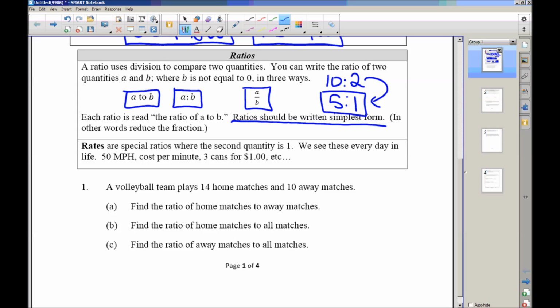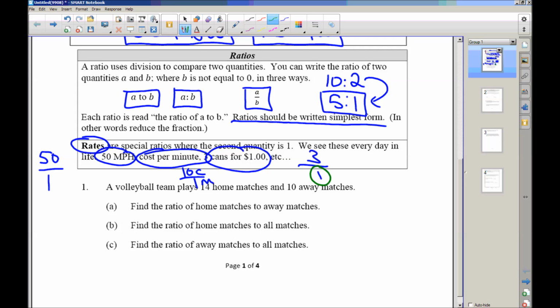Speaking of bottoms, if the bottom is 1, like ours just was, it's a special ratio called a rate. Okay? We see these every day in life. Your parents use the first one when they're traveling in the car. That's 50 miles per 1 hour. This one is probably used with your cell phone, cost per minute. That's 10 cents per 1 minute talking. Okay, 3 cans for $1, maybe in the grocery store. Notice there is a 1 on the bottom of each one of these ratios. Okay, therefore it is a rate. That's what makes it a rate.